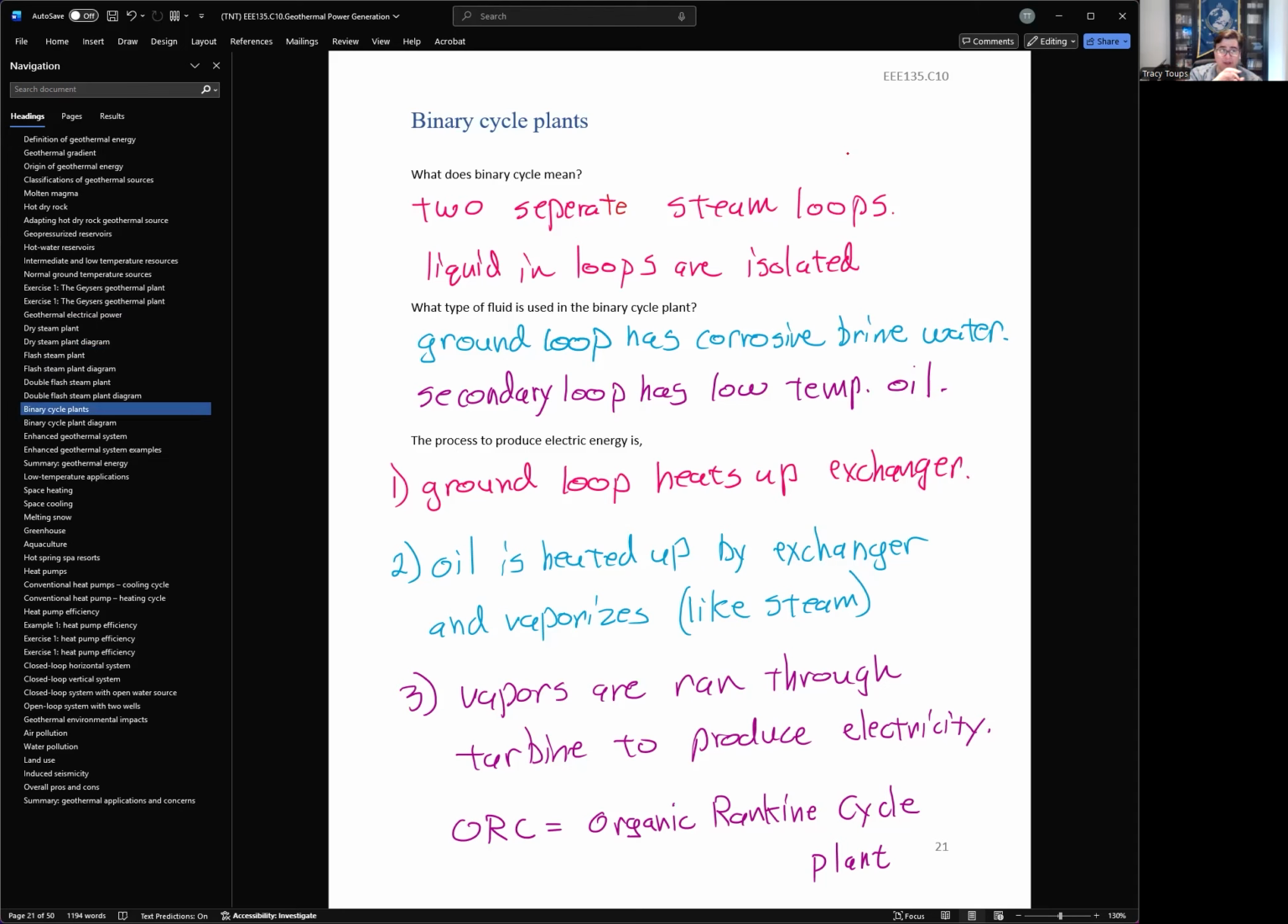Okay. But if we isolate that loop only to the heat exchanger and the geothermal source, we're lessening the damage to the system. Okay. Then we have a secondary loop that has a low temperature oil to carry the heat to the generator. So it's like having a buffer so we're not mixing corrosive liquids with the actual steam turbine and generator. Okay.